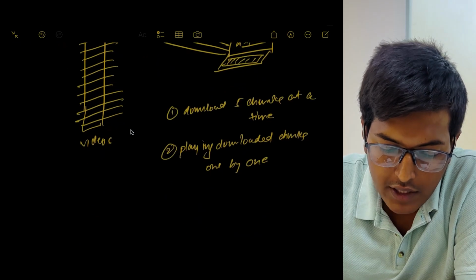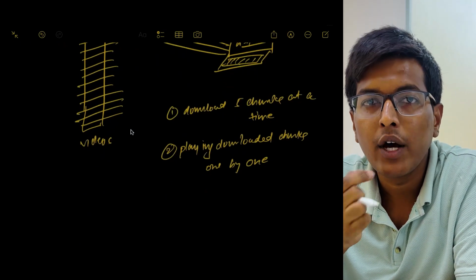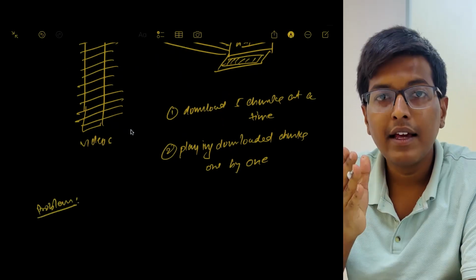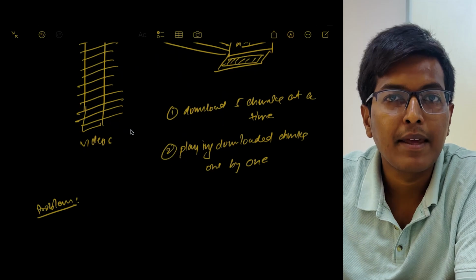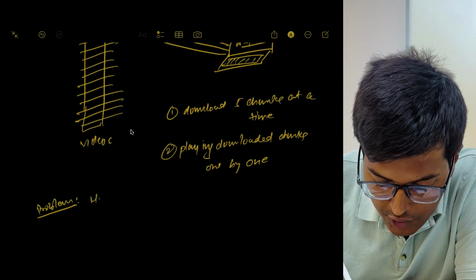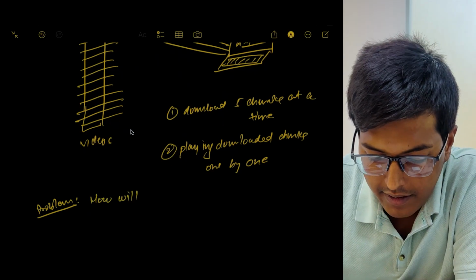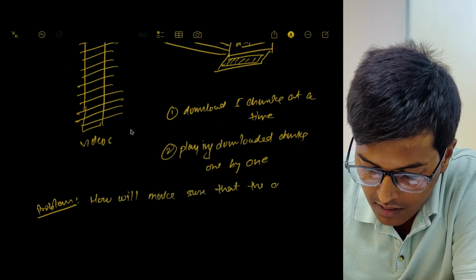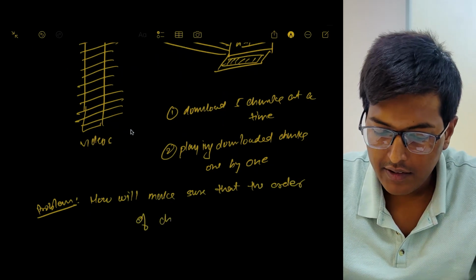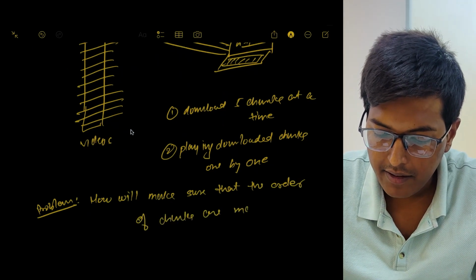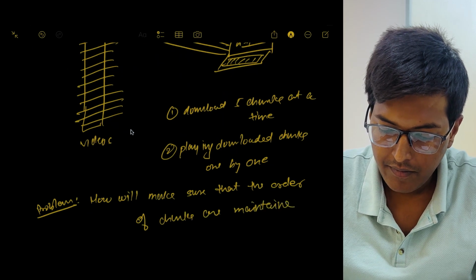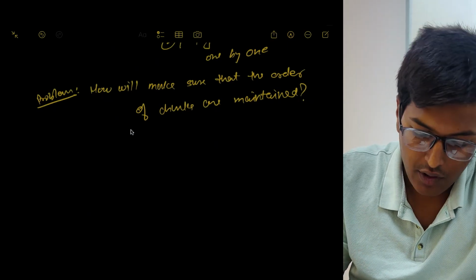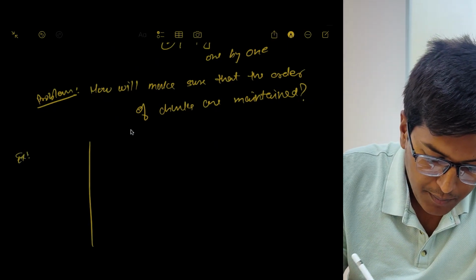However, when you do this approach, you will face one problem if you are able to identify it. One problem that you will face because of this downloading of multiple chunks at a time is, how will you make sure that the order of chunks is maintained? This is an important aspect, right? How will you make sure that the order is maintained? Why do I say so? For example, let me give you an example.